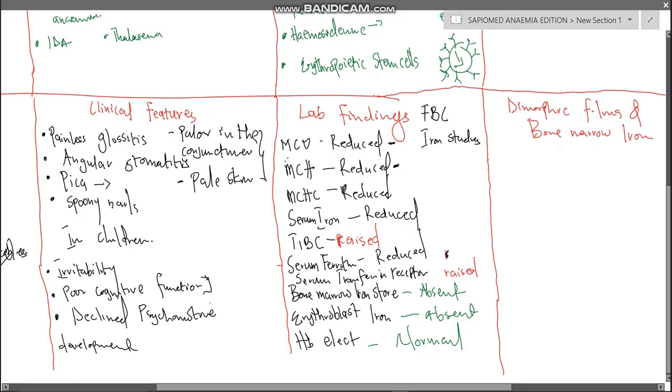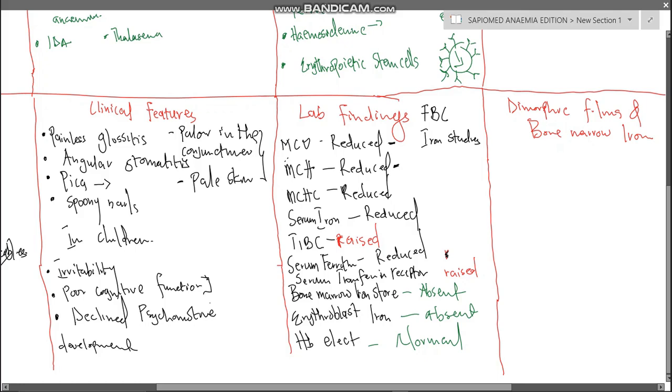Okay. And then when we do the iron studies, we are going to come across serum iron, total iron binding capacity. We are going to see ferritin, serum ferritin. We are going to see serum transferrin receptor. We are going to see bone marrow. Then we can also do other lab findings like bone marrow iron store, erythroblast iron, and HB electrophoresis.